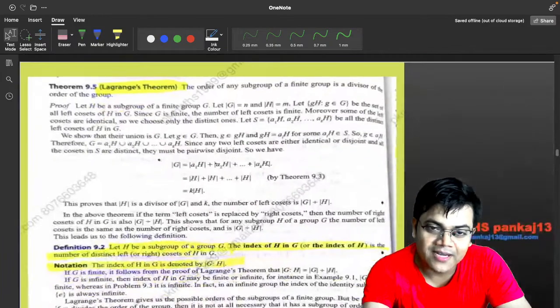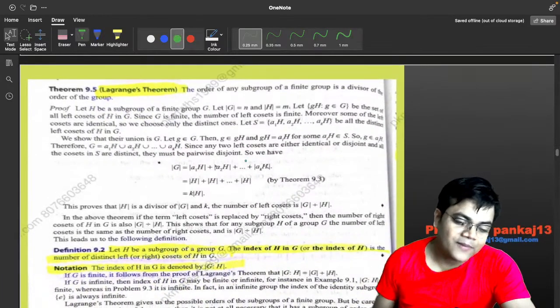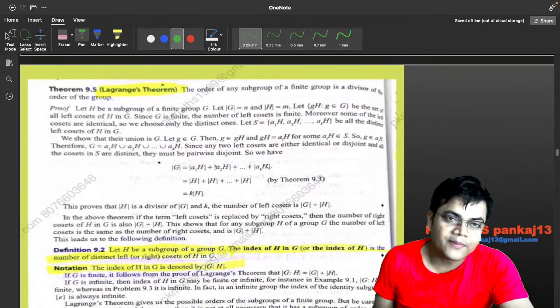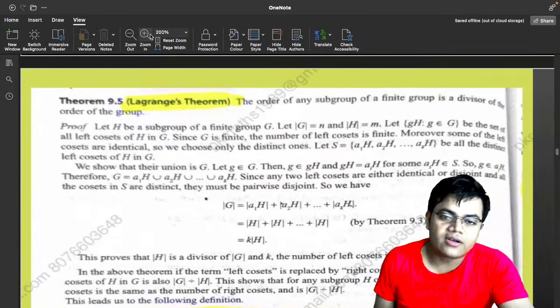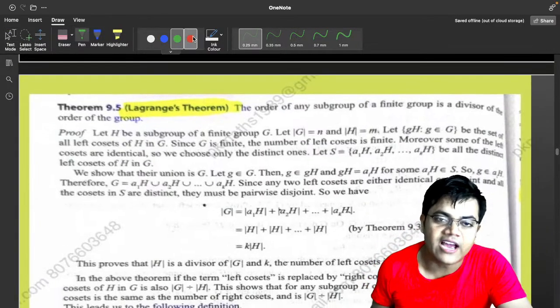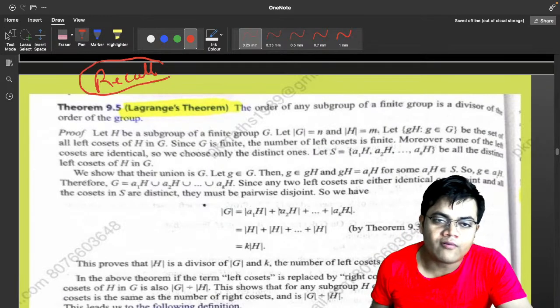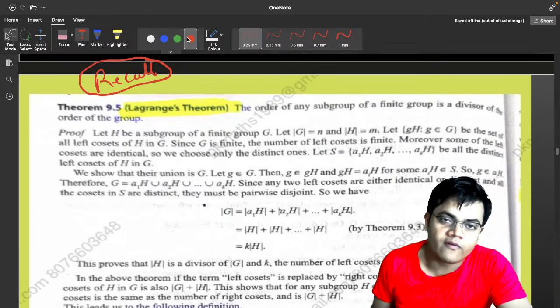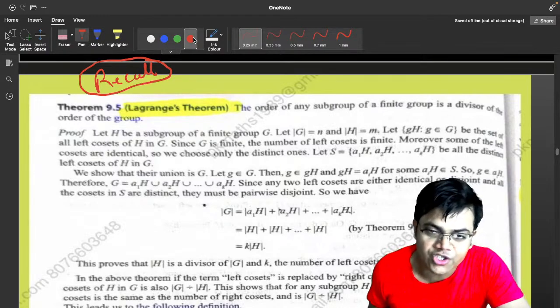A person wants to teach in detail. Now I want to talk here about this question. For this question, sorry, this is not a question, this is just a recall. Don't worry, I will not tell you about the proof of Lagrange's theorem, because you all are over here only from the competition point of view.